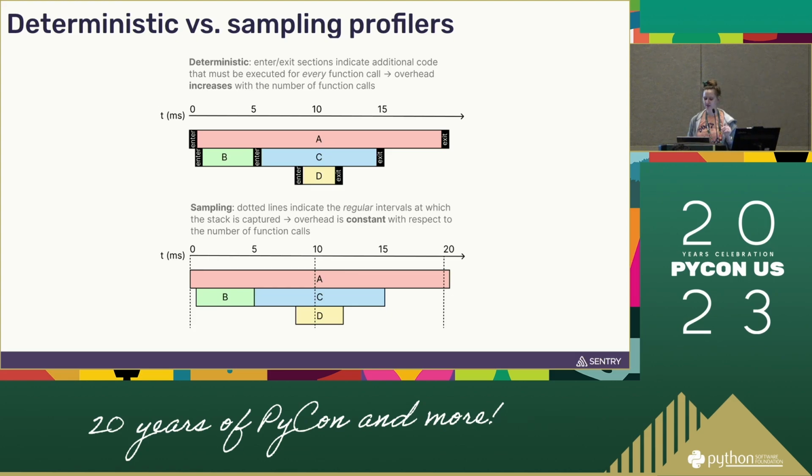This is really great because it means that the overhead is constant. On that top diagram, the more function calls you have, the more overhead the profiler is going to add, and that can be frustrating and also mess up your data. On the bottom, you have a very consistent amount of time that you're going to spend grabbing samples. So the profiler's overhead is both lower and more consistent.